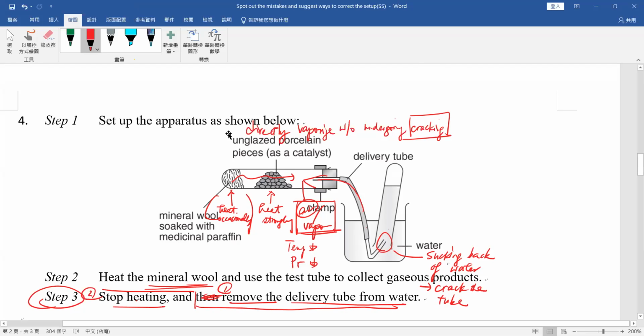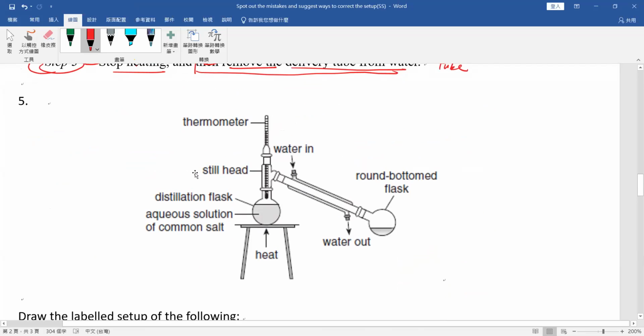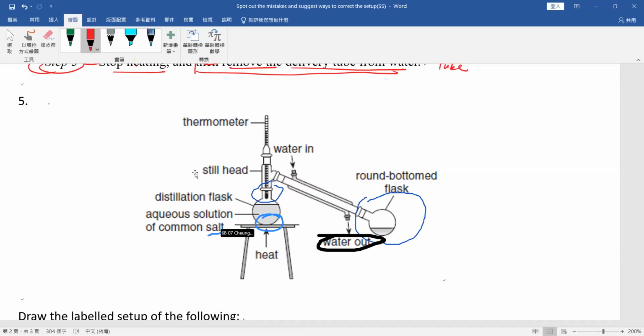Lastly, we have got 7 more minutes to go. But for question 5, we have got so many mistakes here. Can you spot them out? There are so many mistakes here. Yes, the bulb of the thermometer is wrong. Second is what?